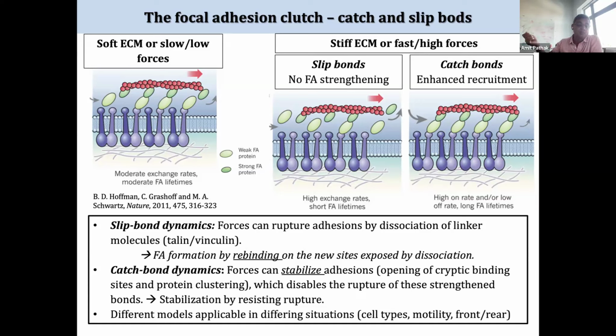But if you keep applying the force, in the end, it'll rupture. So catch and then rupture. So these are two examples of these bond dynamics in focal adhesions. On the right, stiff ECMs or higher forces exhibit both types, slip and catch bonds. On stiff ECMs, there are lots of catch bonds in the back and slip bonds in the front, which I'll get to in a second. Any questions about this? Okay.